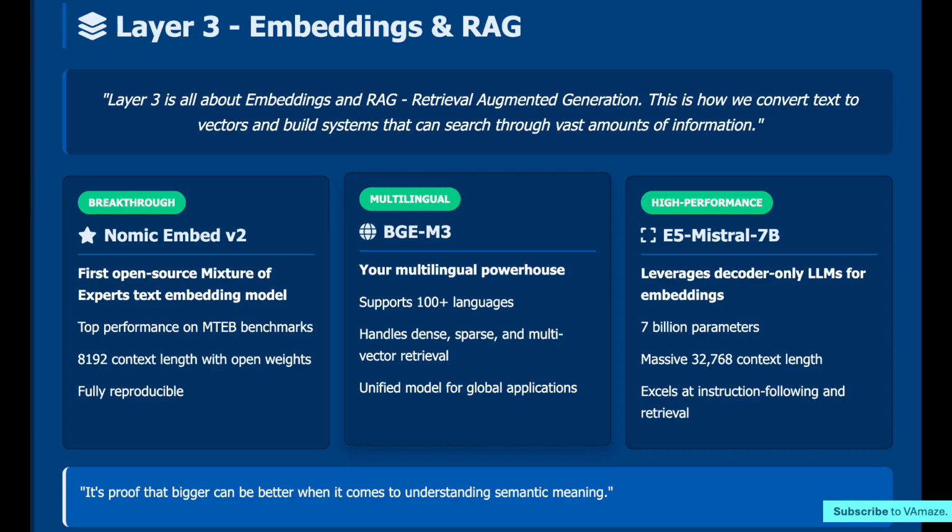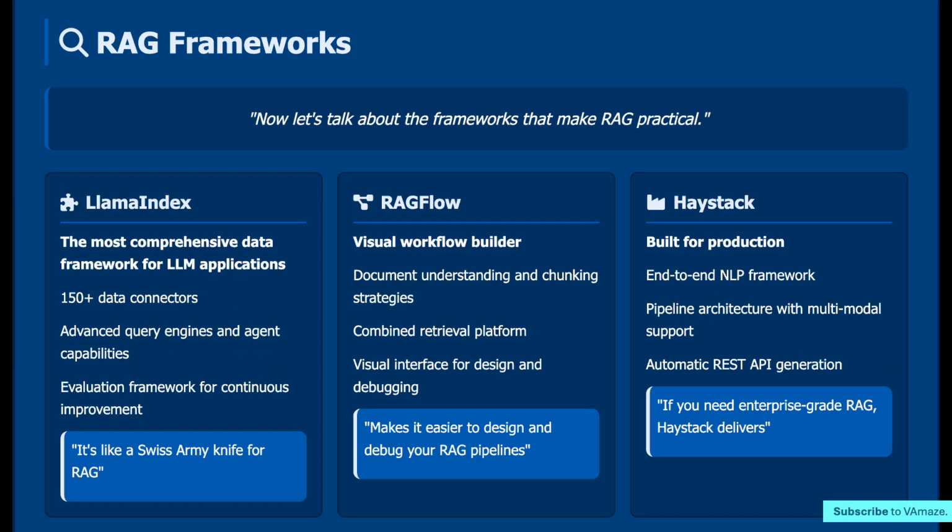E5 Mistral 7B leverages the power of decoder-only LLMs for embeddings. With 7 billion parameters and a massive 32,768 context length, it excels at instruction following and retrieval tasks. It's proof that bigger can be better when it comes to understanding semantic meaning.